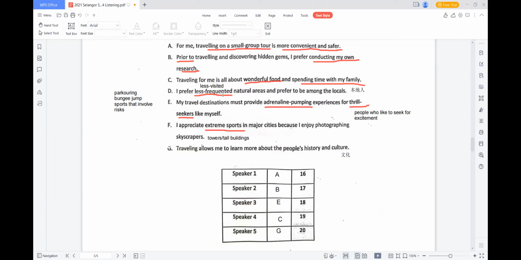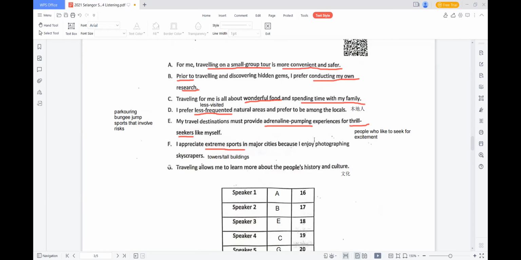Because D basically says he prefers to be among the locals, and preferring to be among locals doesn't mean that the person really enjoys the culture. But for G, it has a higher emphasis on the local people's history and culture, because he keeps mentioning the local produce, local people, local market, all this. So G is the best answer.